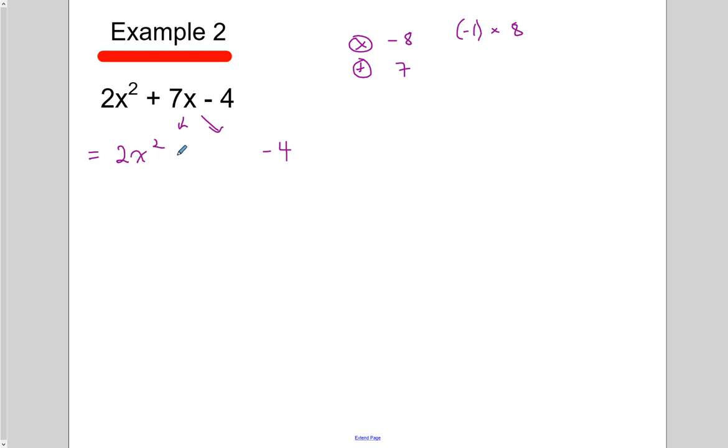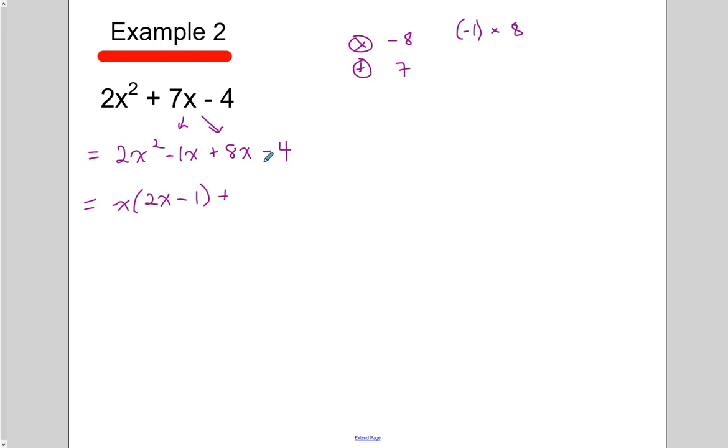So here we go. I'm going to go 2x squared, and I'll go minus 1x, and then I'll go plus 8x minus 4. Okay, good. So we broke it up into 2 pieces. I didn't really need to write the minus 1x. I could have just written that as minus x, and that would be totally fine. That's probably more correct. Okay, so let's see what we can factor out. This first one, I can factor an x out of both of those terms, and I'm going to be left with 2x minus 1.